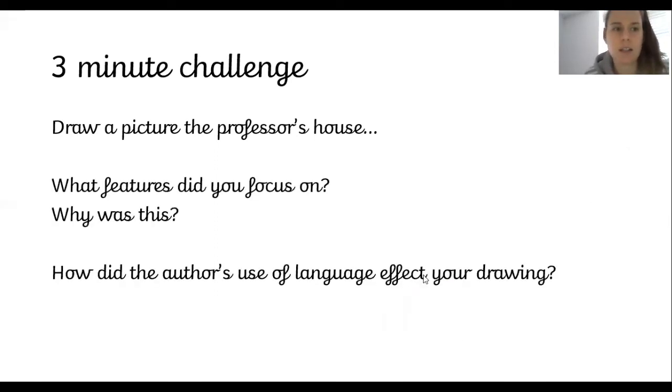Super, welcome back. So your 3-minute challenge, you had to draw a picture of the professor's house. What features did you focus on? Maybe you could write a quick bullet point list, or you could maybe annotate. Why did you focus on the features of the house that you did? Okay, did the author's use of language affect your drawing?